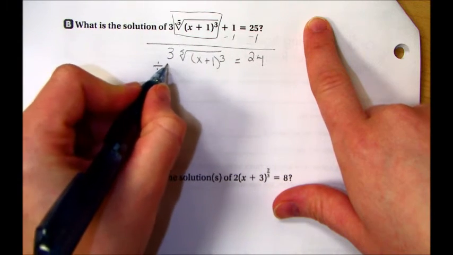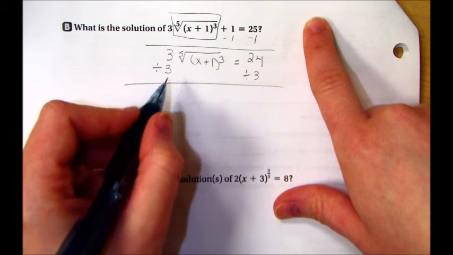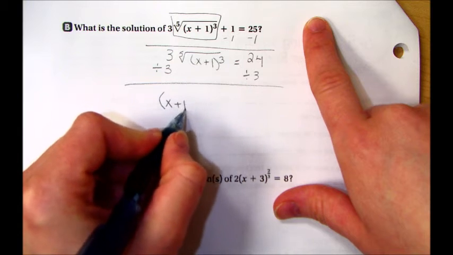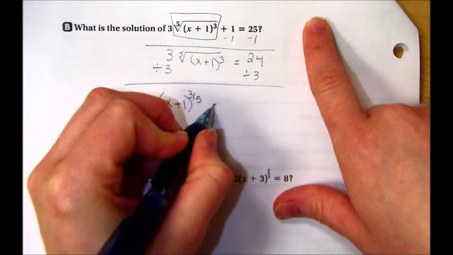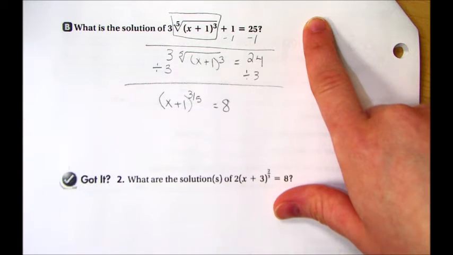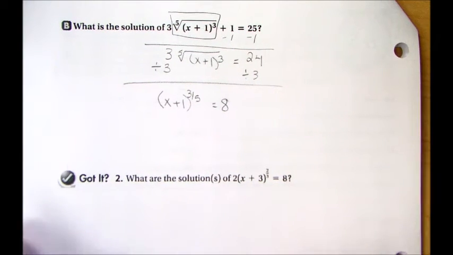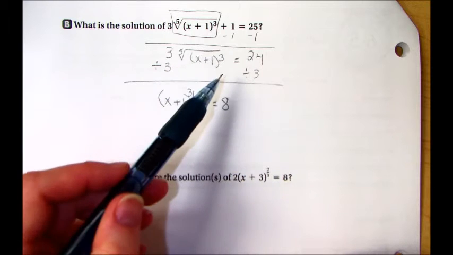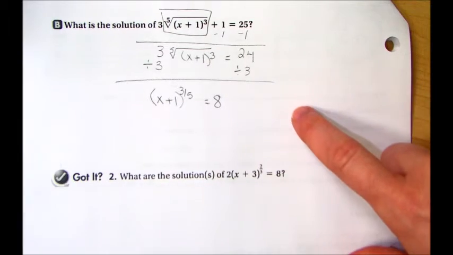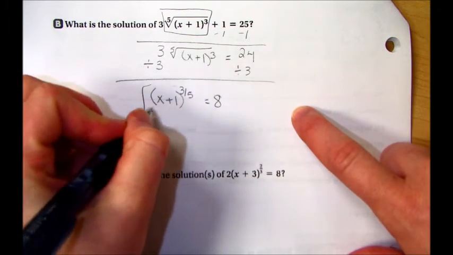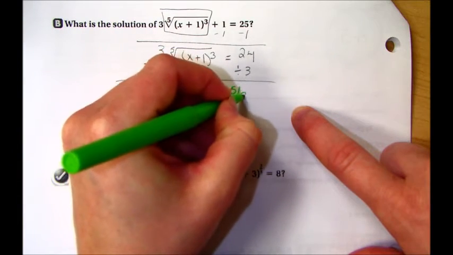Divide by 3 on both sides. Now watch what I'm going to do here. I'm going to bring down x plus 1, but I'm going to bring down 3/5, and that will equal 8. What students have told me in the past is that when it's a fractional exponent like this, they prefer, instead of giving each side a power of 5 and then cube rooting both sides, to simply take 3/5 and apply the reciprocal of 5/3 to both sides.